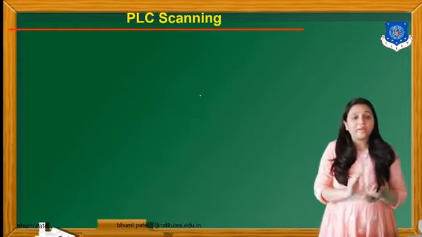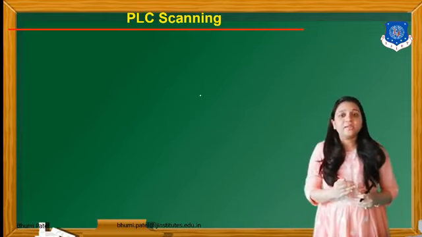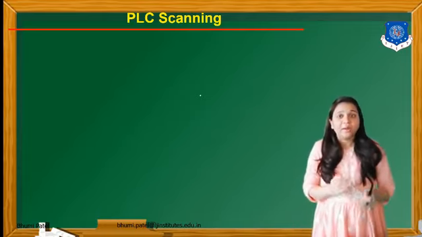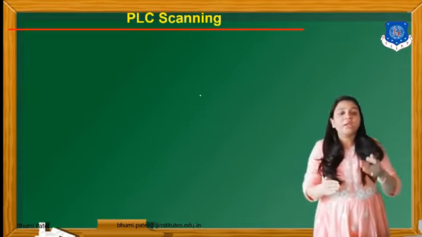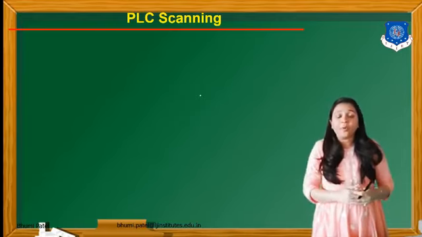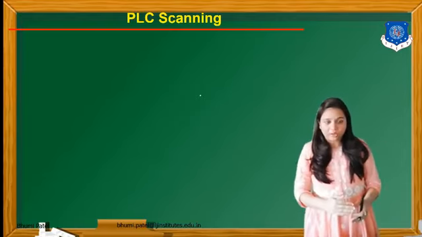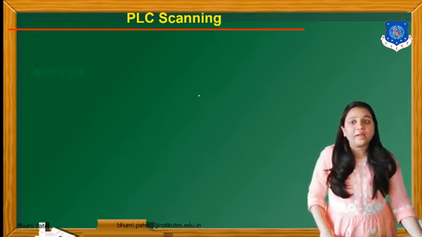Whenever we deal with the ladder logic diagram, PLC scanning is the most important part. Now the PLC scanning will start rung by rung, from left to right, and from the top rung to the bottom rung. So what is the purpose of PLC scanning for the ladder diagram?